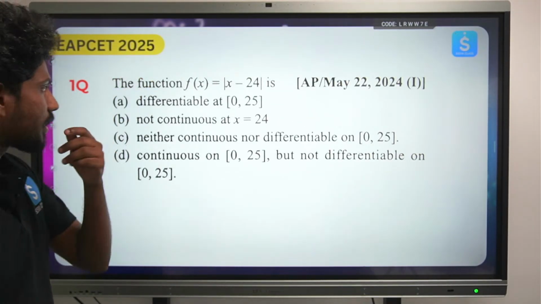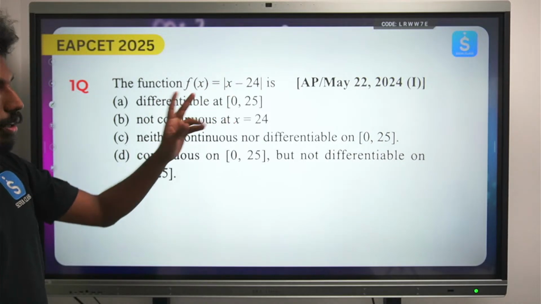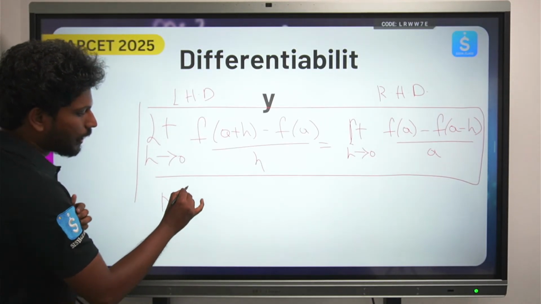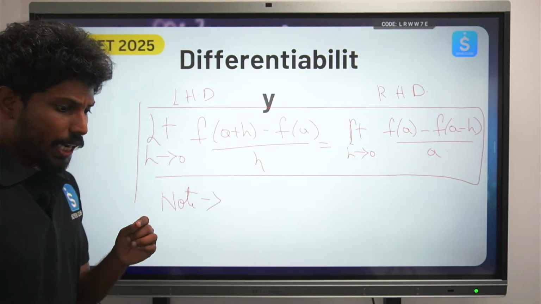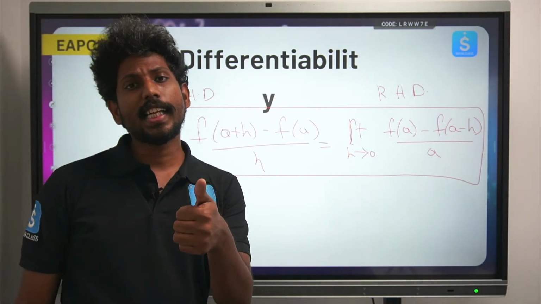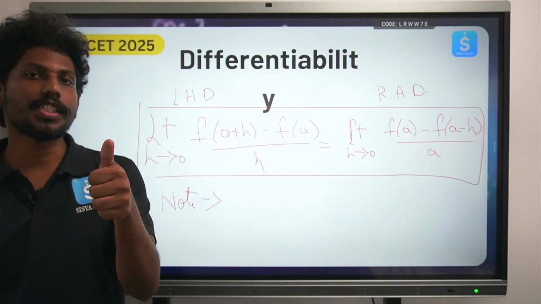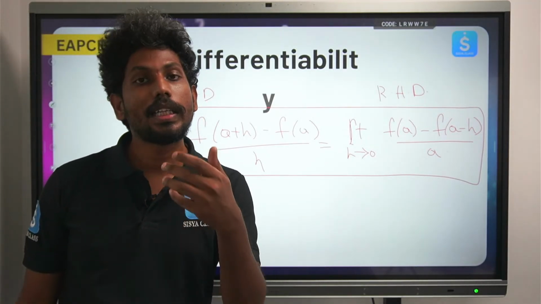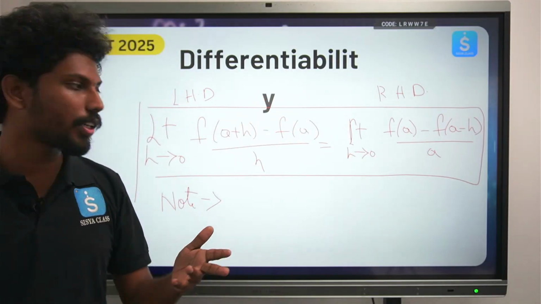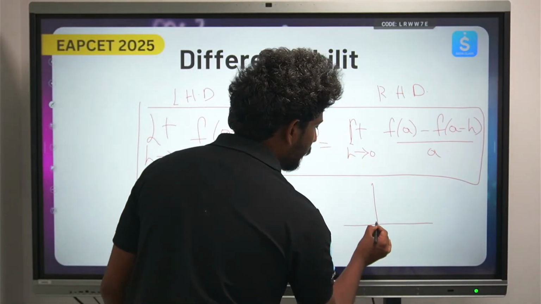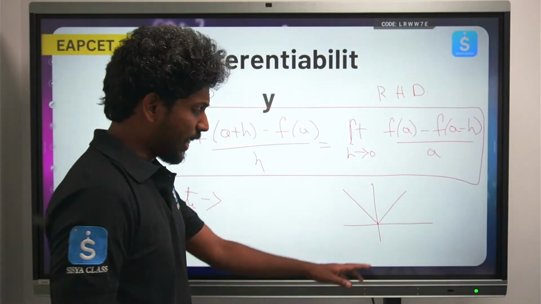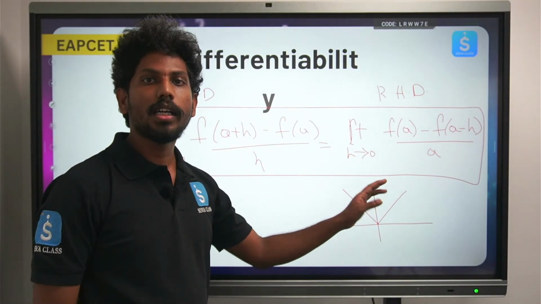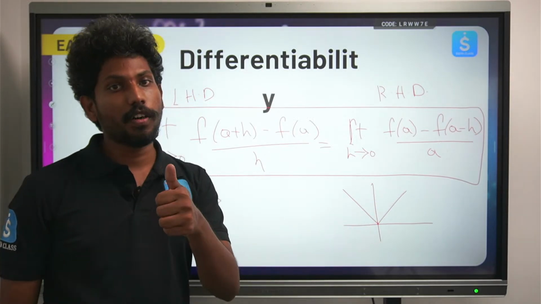So okay, let's get on to the problem. One more note point I would like to say here. If a function is continuous, is it necessary that it has to be differentiable? That is not the case. The clear example is the modulus function. For y equals mod x, this function is clearly continuous but it is not differentiable, right?